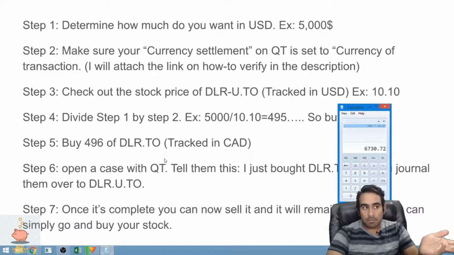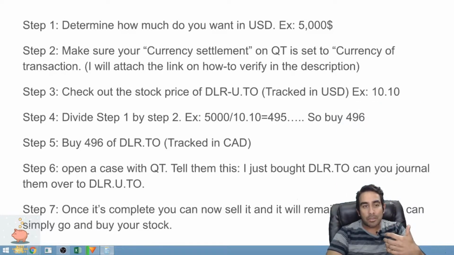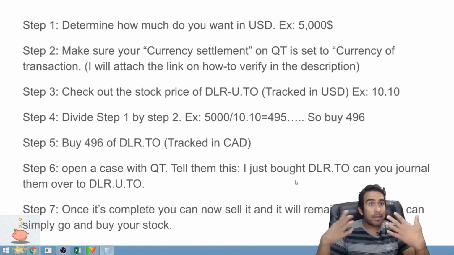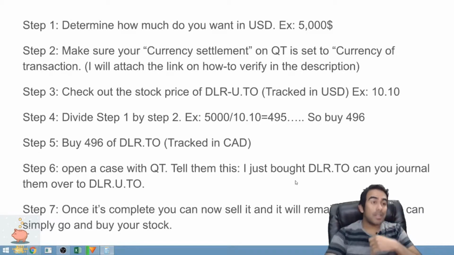You buy that stock, and afterwards you tell Questrade, and they'll journal them over. Once it's journaled in and you have the correction, you can go ahead and sell them, and it's going to remain US dollars, and you can go ahead and buy. And there are no fees for journaling, right?